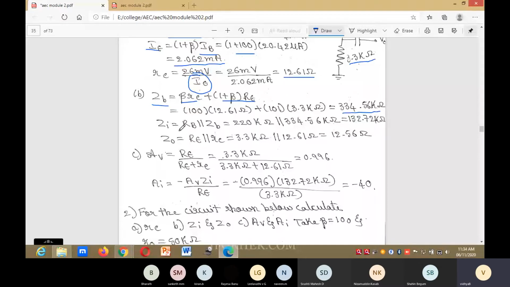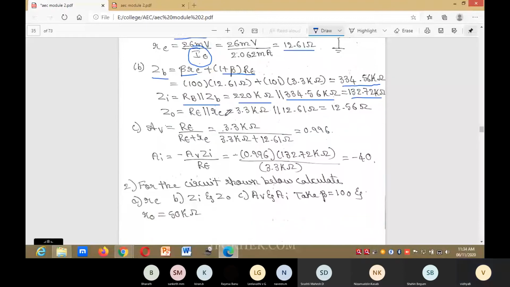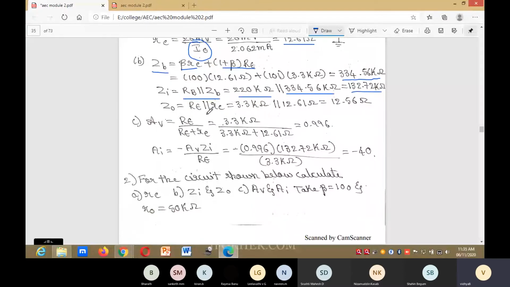If you know the value of ZB, then we can find the input impedance and also the output impedance. That is, input impedance is equal to RB parallel with ZB. RB is 220 kilo ohm and ZB value is 334.56 kilo ohm. If you do the calculation, you'll get 132.72 kilo ohm. Next, Z0 is equal to what? Capital RE parallel with small re. Capital RE value is 3.3 kilo ohm and small re value is 12.61 ohm. If you calculate, you will get 12.56 ohm.